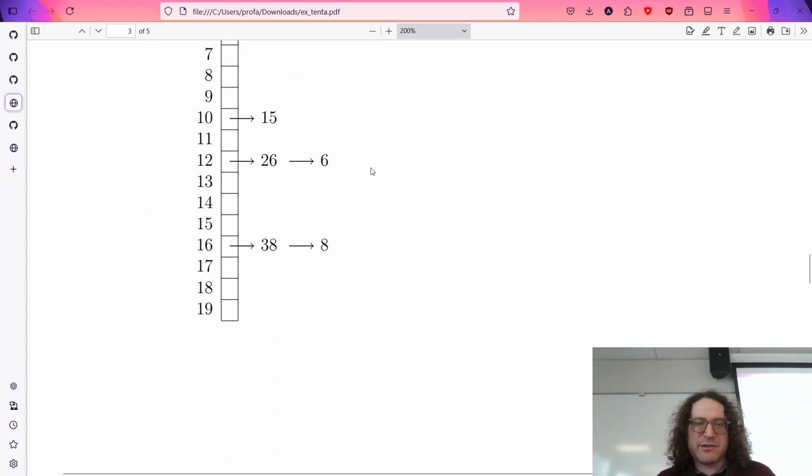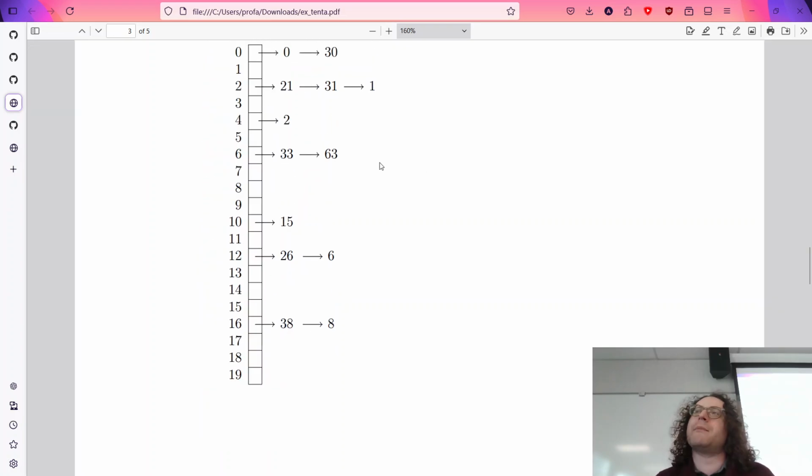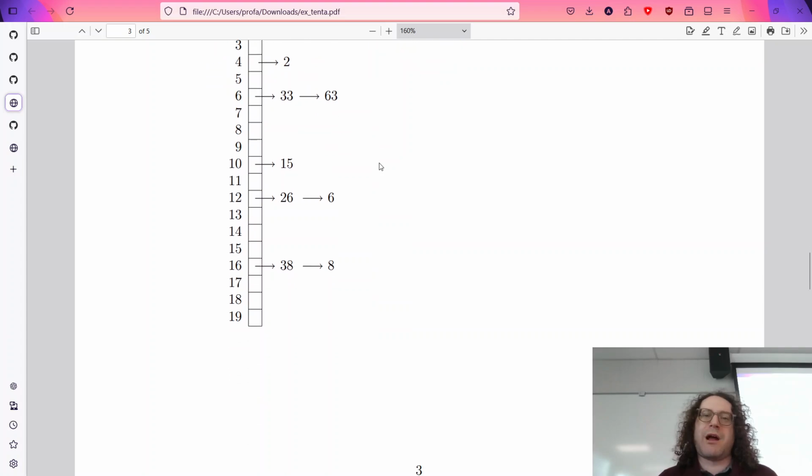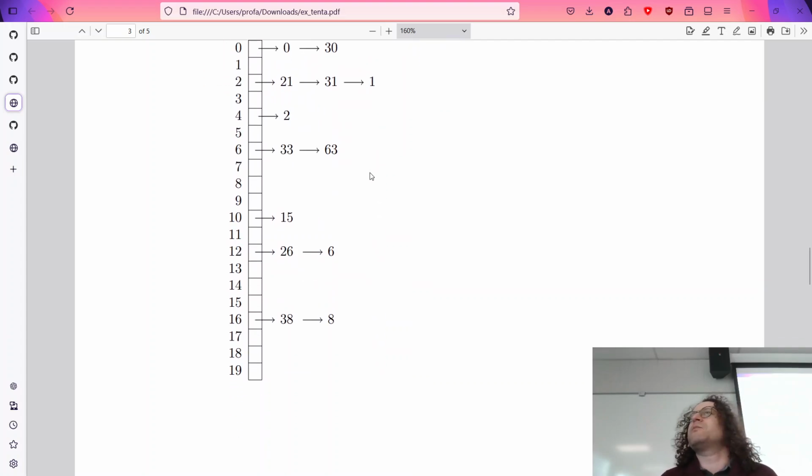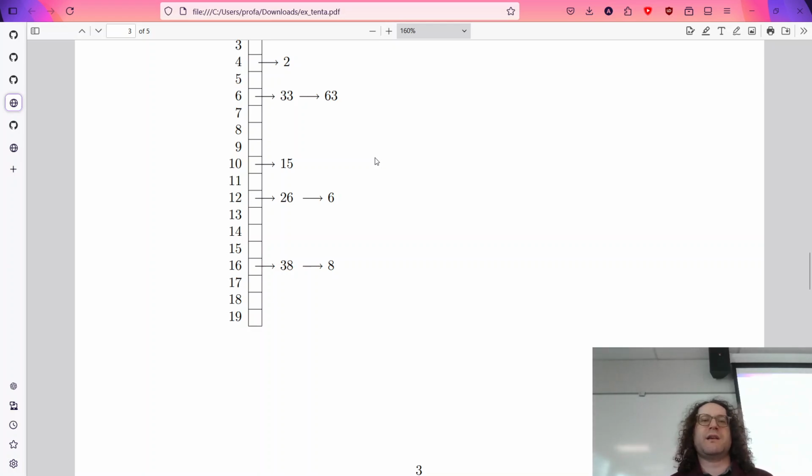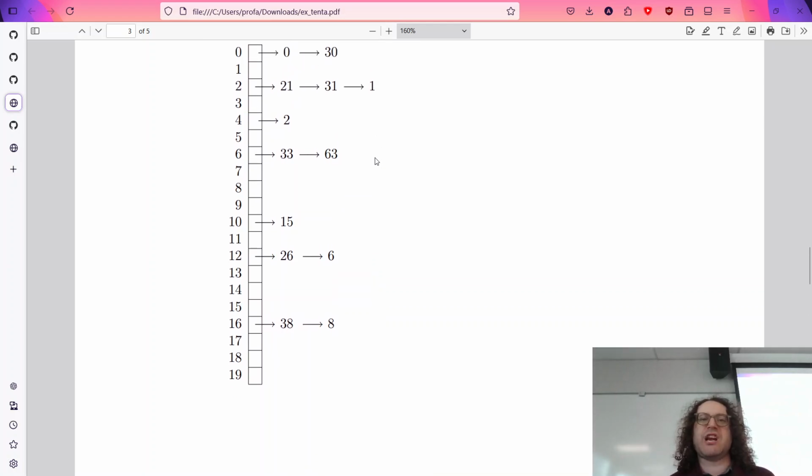So here's our hash table. And it's problematic. Why is it problematic? That's the first question. Now this is hashing with chaining, right? Because you've got buckets here, you have multiple items in one slot. So why is this a bad one?